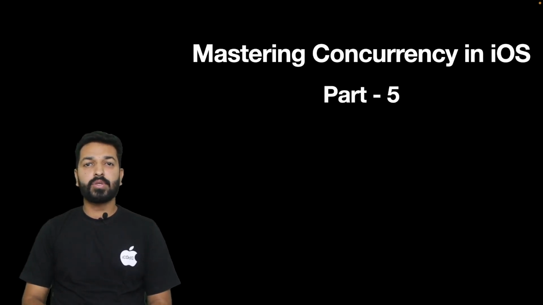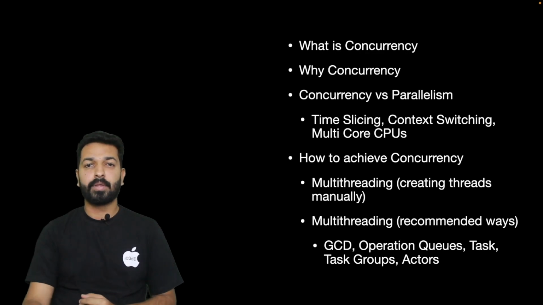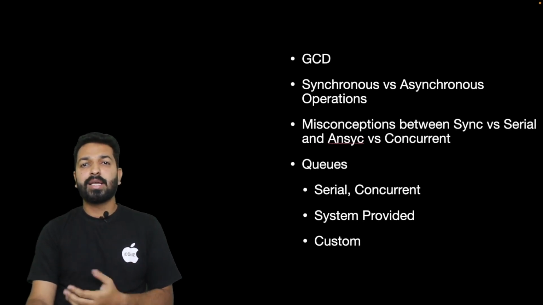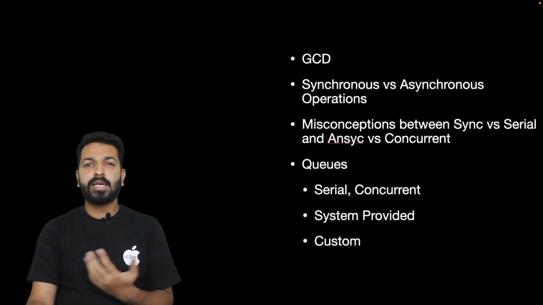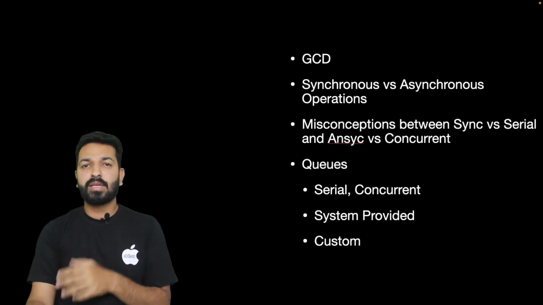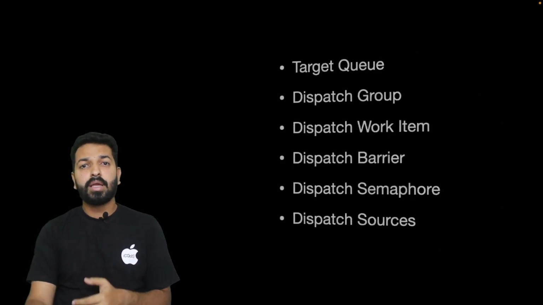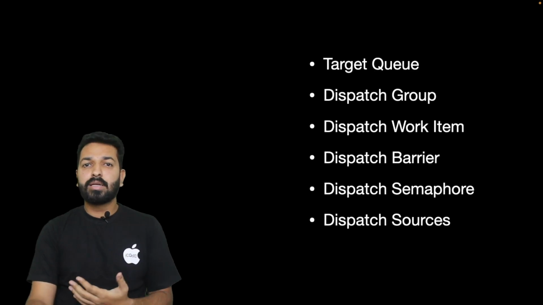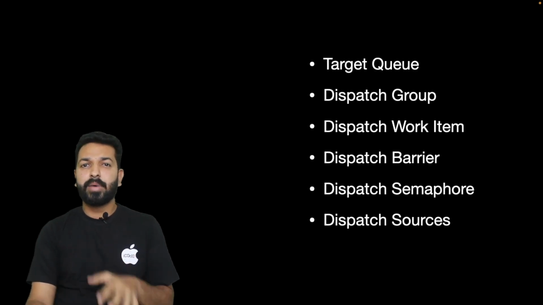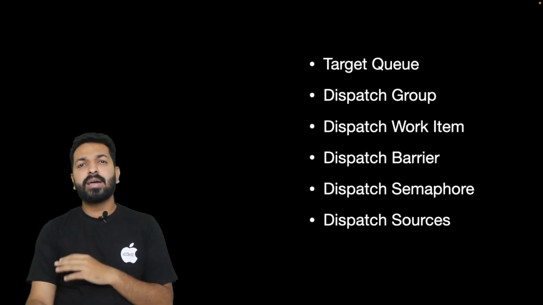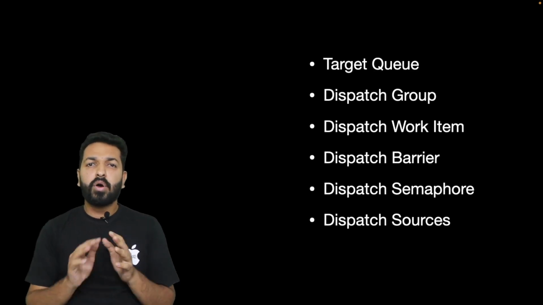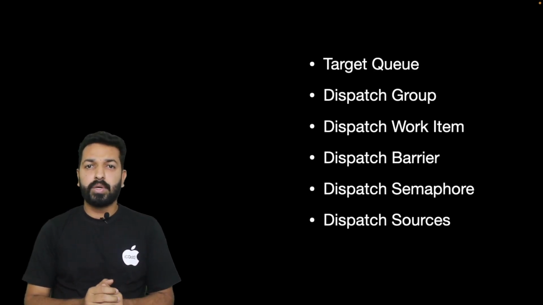In the first four videos, we saw concurrency in very detail. From very basics like what is concurrency, parallelism, how it is achieved, OS related concepts like time slicing, context switching, and then everything related to GCD, serial queue, concurrent, synchronous execution versus asynchronous, quality of services, why it was introduced, and then advanced concepts like target queues, attributes, dispatch groups, barriers, semaphores, and everything around GCD in very detail. With all these, we wrapped up GCD in the last video.